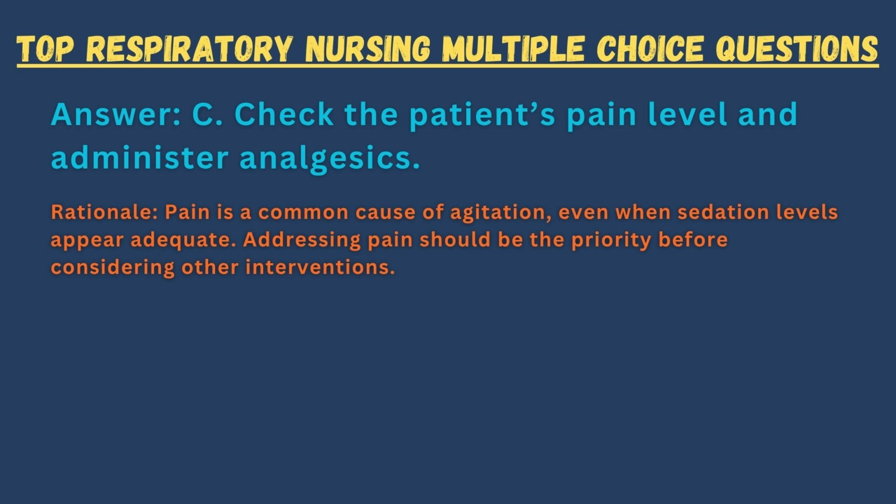Answer. C. Check the patient's pain level and administer analgesics. Rationale. Pain is a common cause of agitation, even when sedation levels appear adequate. Addressing pain should be the priority before considering other interventions.